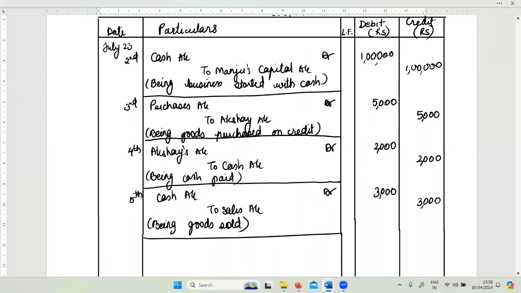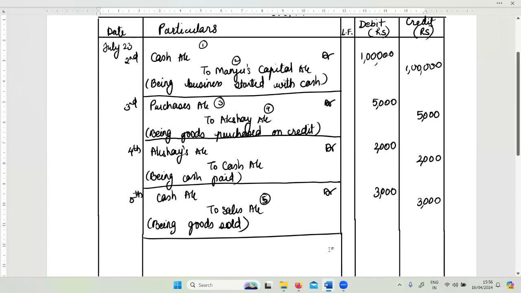Let's count. The first account that we have is the cash account. Second account is Manju's capital account. Third account is purchase. Fourth account is Akshay. Again, there is Akshay account, we don't need to prepare it again. Cash account already we have, we don't need to prepare it again. Cash account again we already have. Sales account we don't have. So this is our fifth ledger account. So how many ledger accounts we need to prepare? Five ledger accounts: cash account, Manju's capital, purchase, Akshay, and sales.